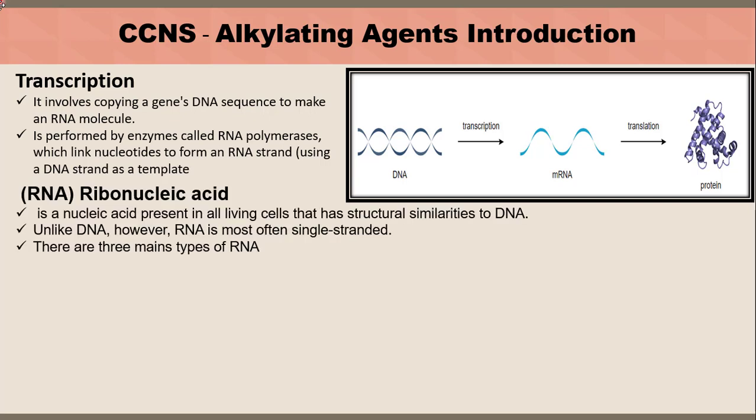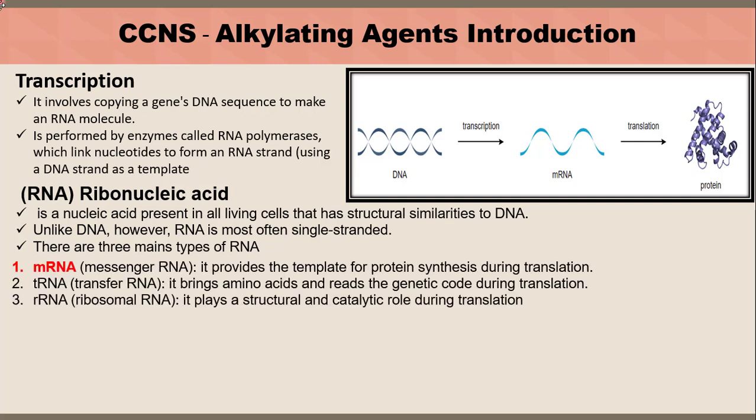strand as a template. The RNA, ribonucleic acid, is a nucleic acid present in all living cells that has structural similarities to DNA. Unlike DNA, however, RNA is most often single-stranded. There are three main types of RNA. Messenger RNA or mRNA provides the template for protein synthesis during translation. tRNA, transfer RNA, brings amino acids and reads the genetic code during translation. Ribosomal RNA, rRNA, plays a structural and catalytic role during translation.